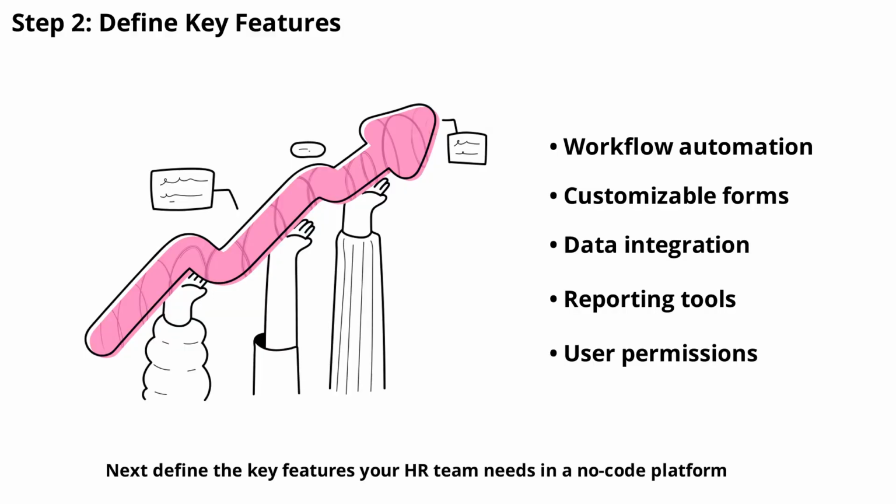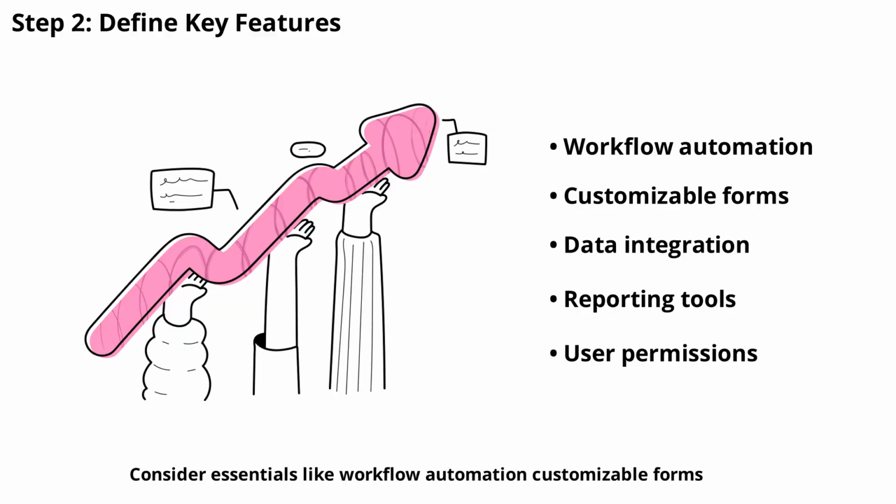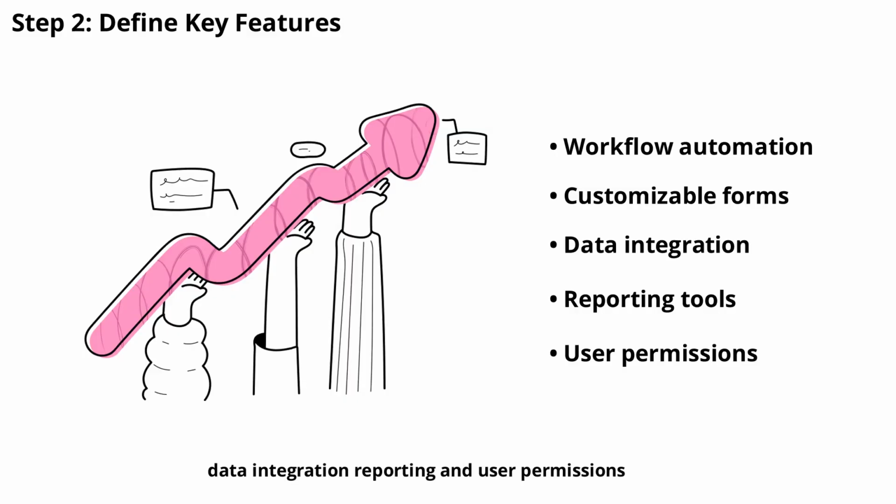Next, define the key features your HR team needs in a no-code platform. Consider essentials like workflow automation, customizable forms, data integration, reporting, and user permissions. Think about scalability and whether the platform can grow with your organization. Having a clear feature checklist will make it easier to compare different platforms later on.